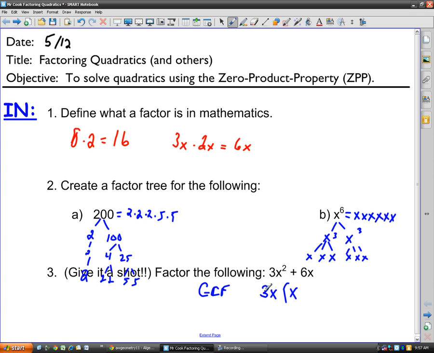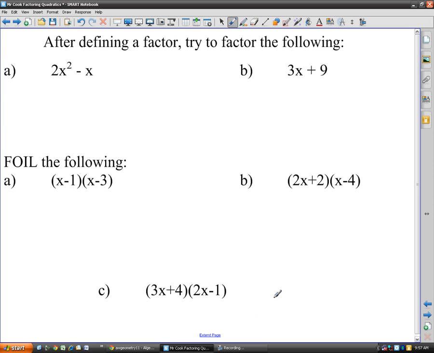If I distribute that back in, 3x times x is 3x squared. What do I multiply 3x by to get 6x? Well, that would be 2. And so that is what we're looking for. The greatest common factor in that original problem was 3x, and that's what I took out. So you always look for that first, and I'll remind you of that as we go along.